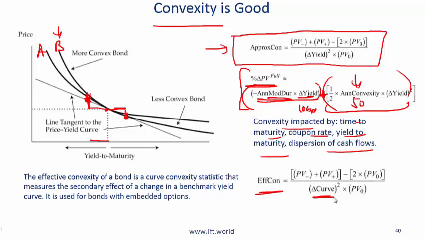With effective convexity, we look at the change in LIBOR or the curve. With your approximate convexity, we look at the change in yield of that particular instrument. So just remember the fact, whenever you see effective, be it duration or be it convexity, then you consider the reference rate. When you don't have effective in the name, then you look at the yield of the actual instrument.